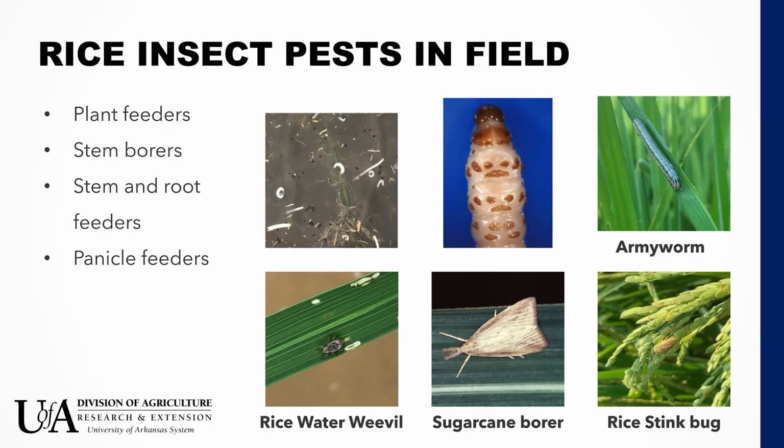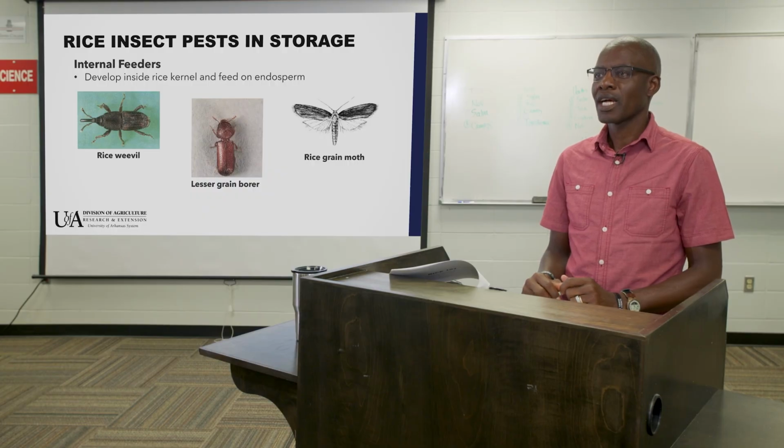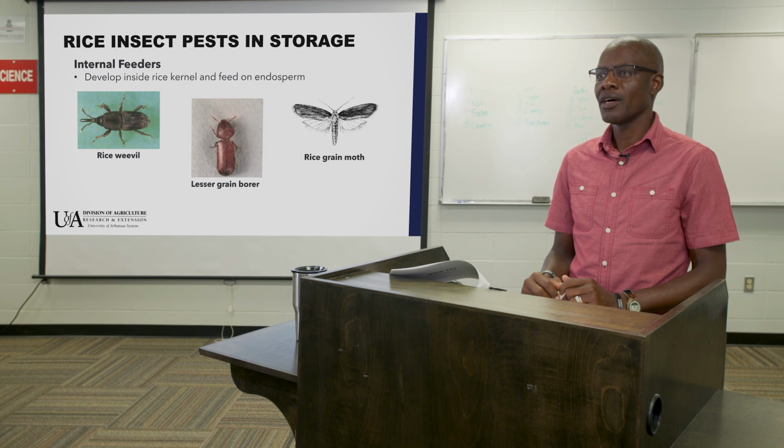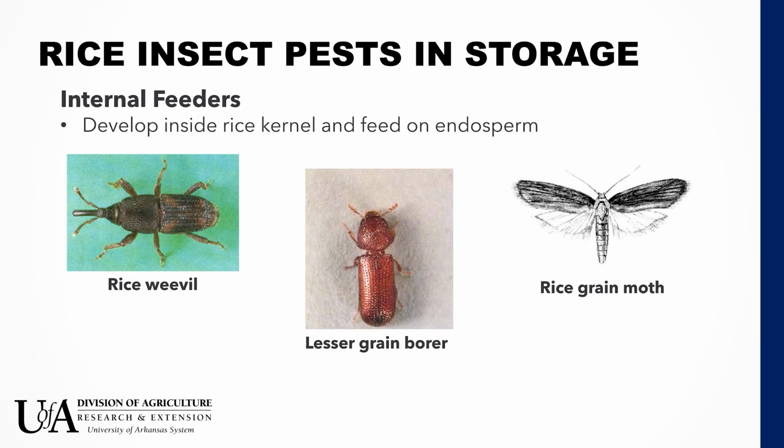First, let me mention some of those insects that you would expect to infect rice in the field. We have root feeders, stem borers, sugarcane borer, what we call the armyworm, and rice stinkbug. As far as insects that can affect rice in store, there are two categories: the internal feeders and the external feeders.